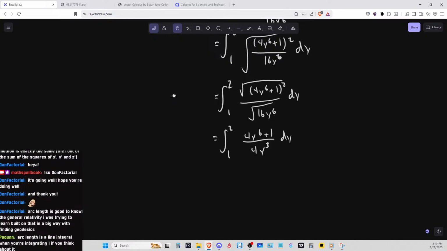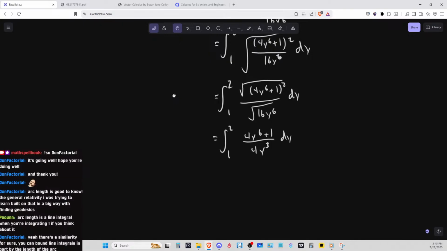Arc length is a line integral when you're integrating one, if you think about it. Yeah, that's why I'm trying to learn this. Yeah, there's similarities for sure. You can bound the line integrals in part of the length of the arc. Oh, okay.